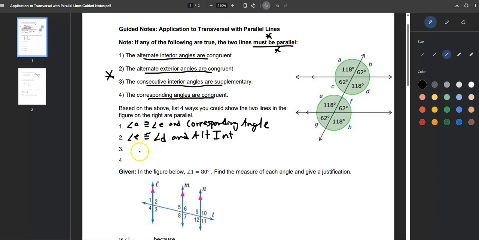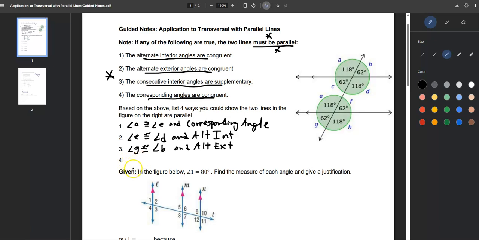Let me do this. What if we did angle G is congruent to angle B, and they're also alternating exterior angles. So because they're alternating exterior and they're congruent, that means those 2 lines are parallel here. Again, both things have to be true for it to show that they're parallel. That's how we're applying this, okay?